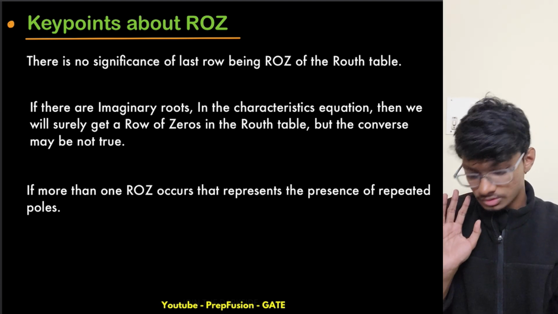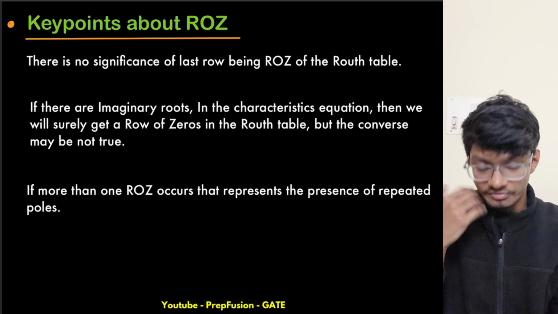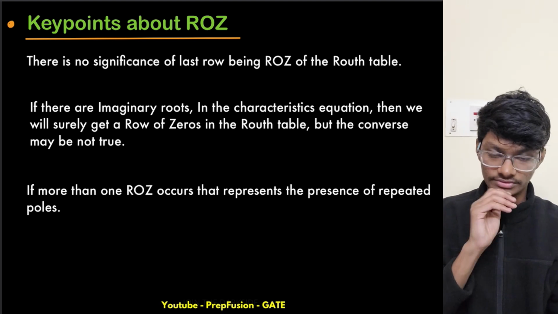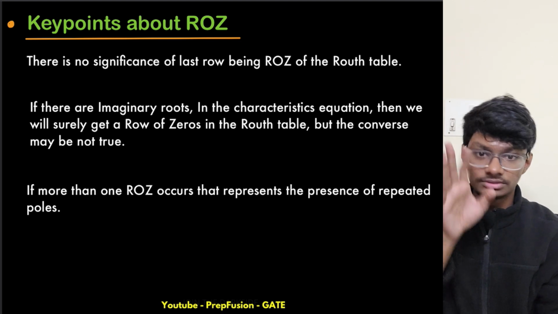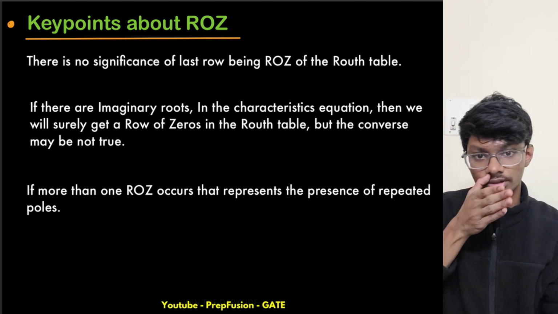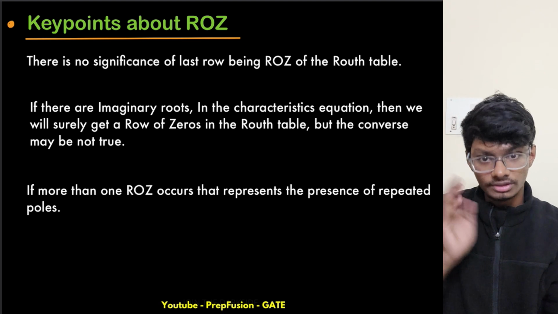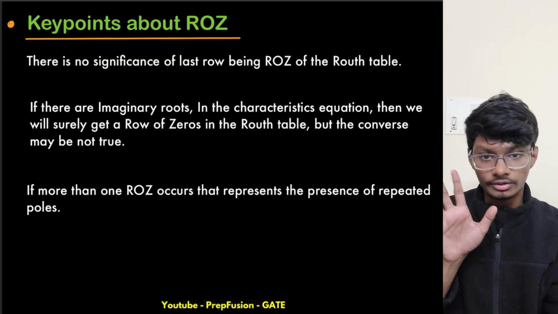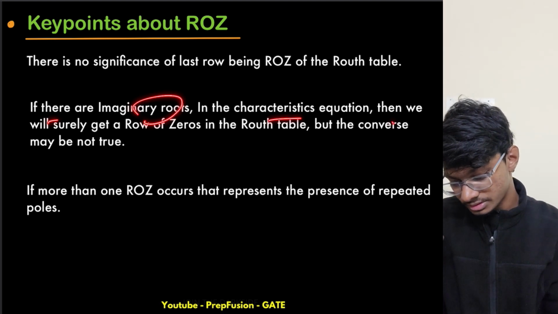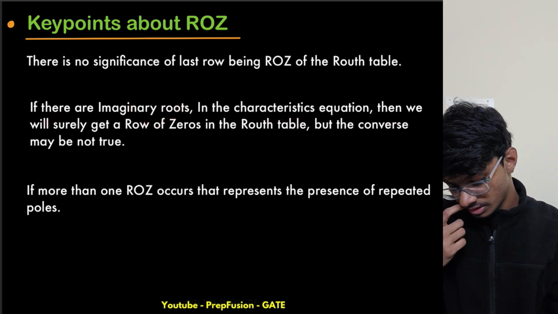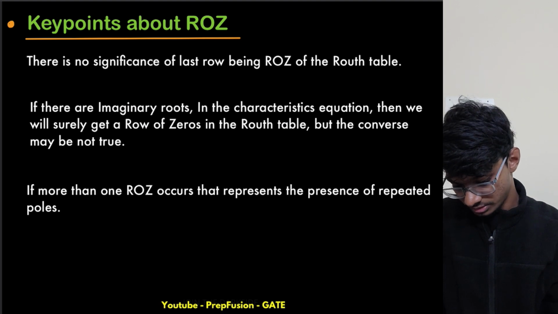Now there is no significance of the last row being a row of 0. If the last row is a row of 0, then it doesn't matter. You assume that 0 as positive, that no sign change has occurred, so you don't care about that. If the last row is a row of 0, you ignore that.